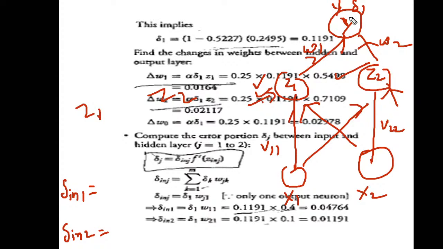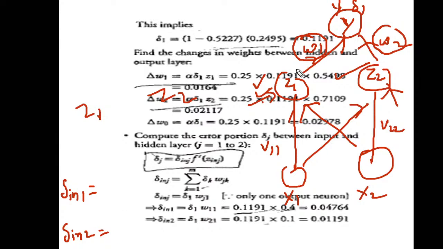So here we calculated delta, and after that the change in w weights, and that delta will also propagate in the backward direction towards the hidden layer. At this particular z1 we will say delta in 1, and at this neuron we will say delta in 2. Now how will delta in 1 be calculated? Delta 1 is coming, and this weight is w1. Similarly here delta 1 is coming, and this weight is w2. So the formula will be very simple.